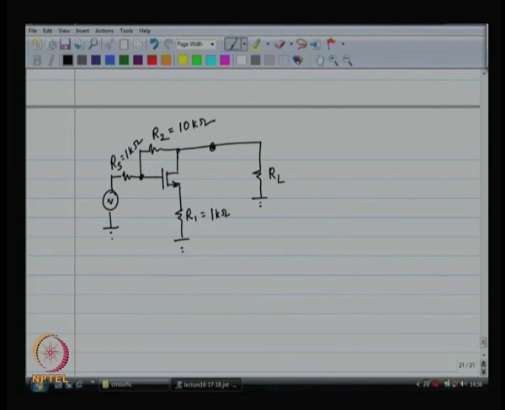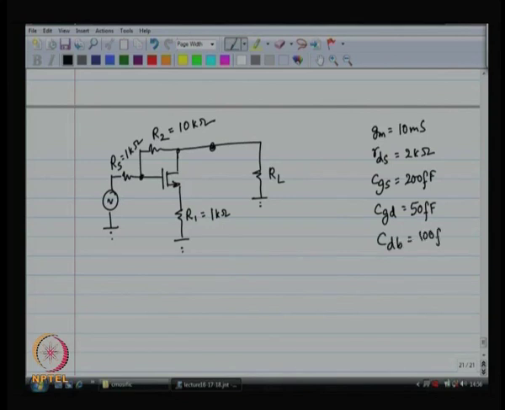All right, and GM is 10 millisiemens, RDS is 2 kilo ohms. Let us also pick some numbers we had used earlier. CGS is 200 femtofarad, CGD is 50 femtofarad, C drain to body is 100 femtofarad, and C source to body is 150 femtofarad. These were numbers that we were using before as well. GMB is 1 more millisiemens.